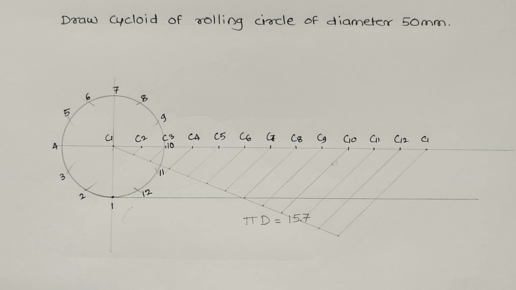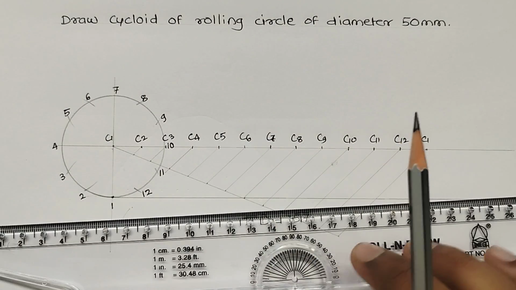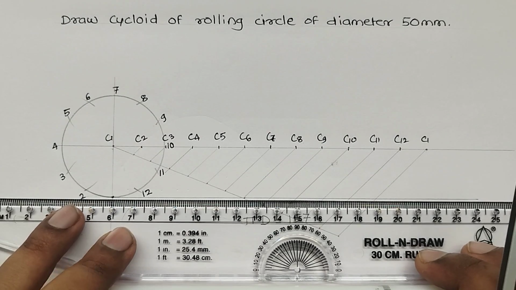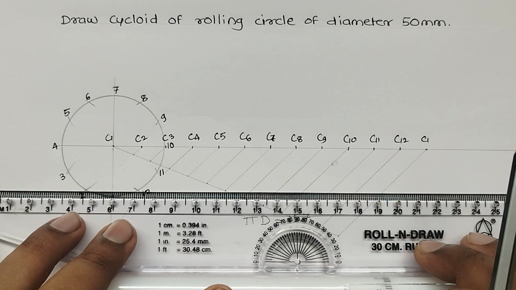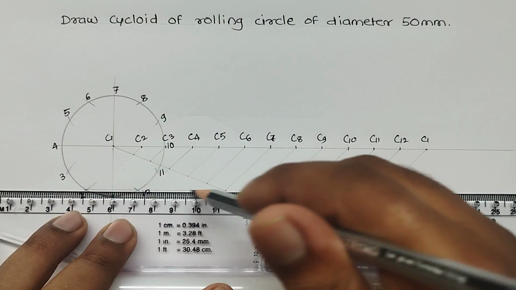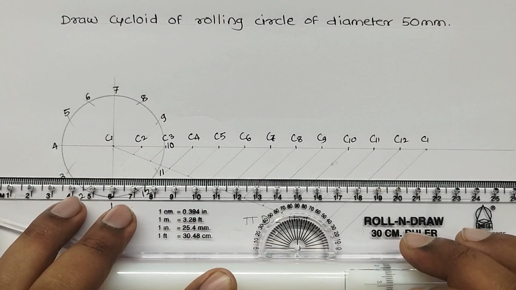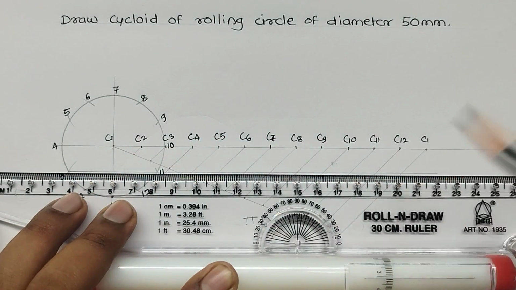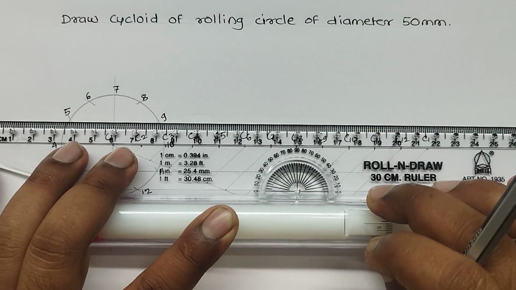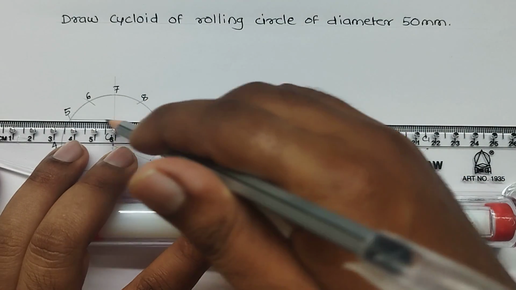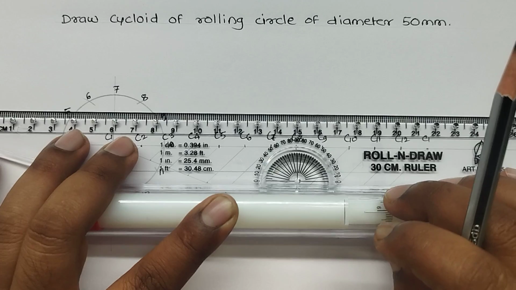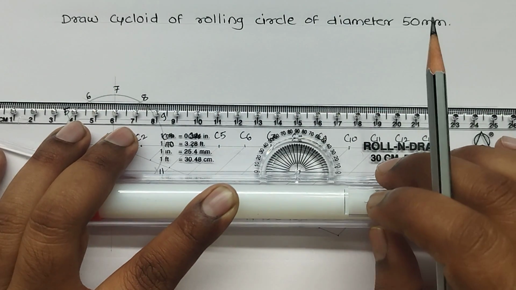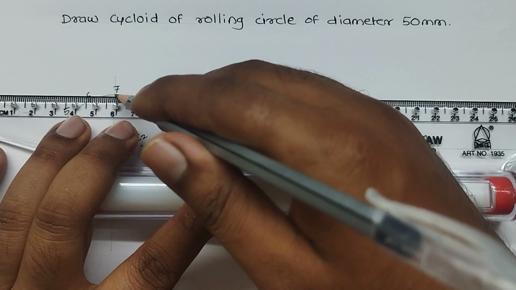So for that, what I have to do, I need to draw horizontal lines through these 2, 12, 3, 11, 5, 9, 6, 8, and 7.